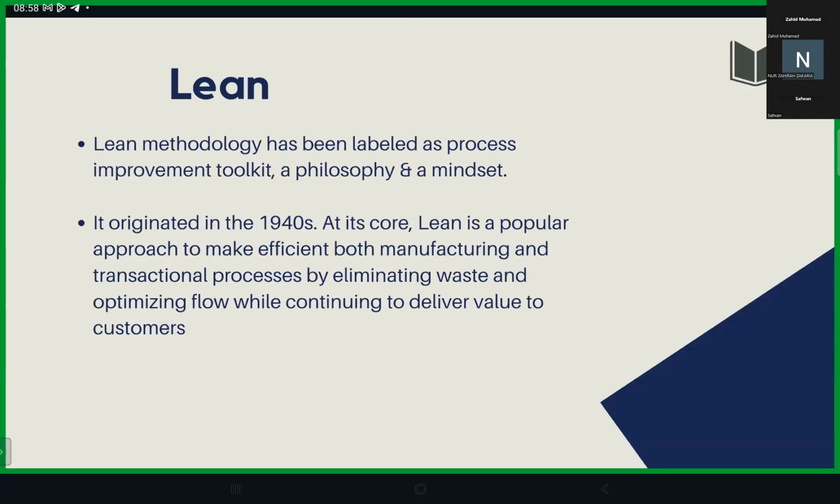What is Lean? Lean is a methodology that has been labeled as a process improvement toolkit, a philosophy, and a mindset. It originated in the 1940s. At its core, Lean is a popular approach to make both manufacturing and transactional processes efficient by eliminating waste and optimizing flow while continuing to deliver value to customers.